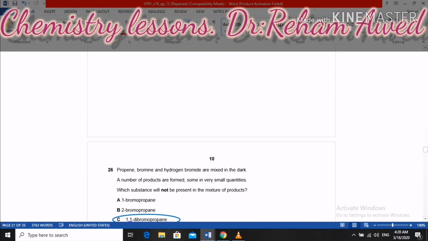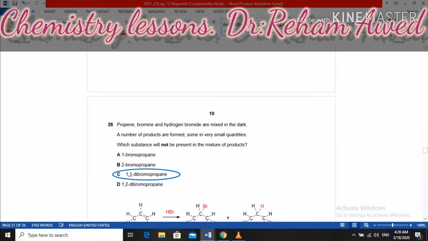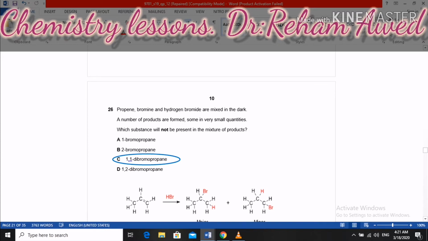Next question, question number 26. Propene, bromine and hydrogen bromide are mixed in the dark. A number of products are formed, some in very small quantities, so we accept even a minor or small quantity of an isomer. Which substance won't be present in the mixture of the products? We have 1-bromopropane, 2-bromopropane, 1,1-dibromopropane and 1,2-dibromopropane.